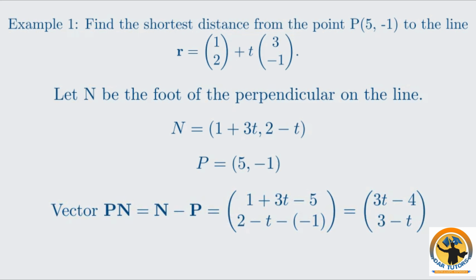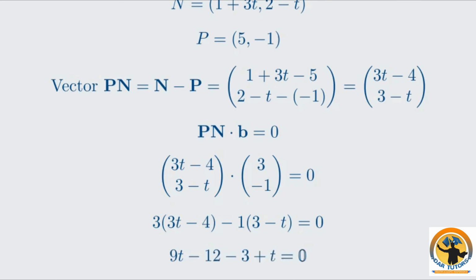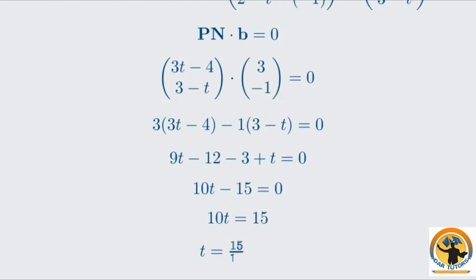Now, we apply our key condition. The vector PN must be perpendicular to the direction vector of the line. The dot product of PN and the direction vector (3, -1) must be 0. This gives us the equation 3 times (3t - 4) minus 1 times (3 - t) equals 0. Let's solve this equation for t. Expanding the equation, we get 9t - 12 - 3 + t equals 0. Combining like terms, we have 10t equals 15. Therefore, t equals 3/2.